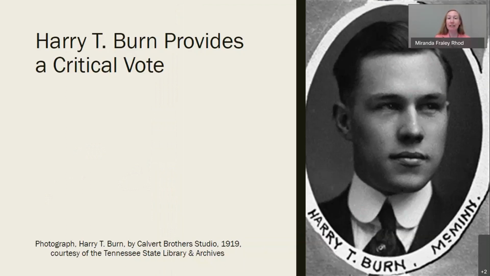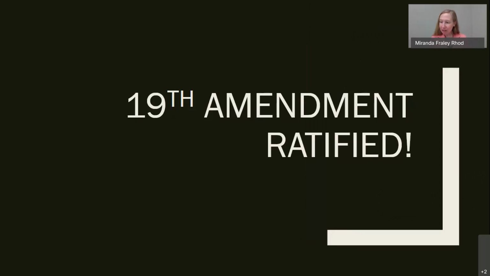And he had been seen previously as voting usually with the antis, but when it comes right down to it, he votes in favor of ratification, and Tennessee becomes the 36th and final state needed to ratify the 19th Amendment and make it the law of the land. So this is a very exciting time for Tennesseans and a critical vote by Harry T. Byrne. And that really was something he faced a lot of criticism for, and he referenced the importance of following the advice of one's mother. So the 19th Amendment is ratified.